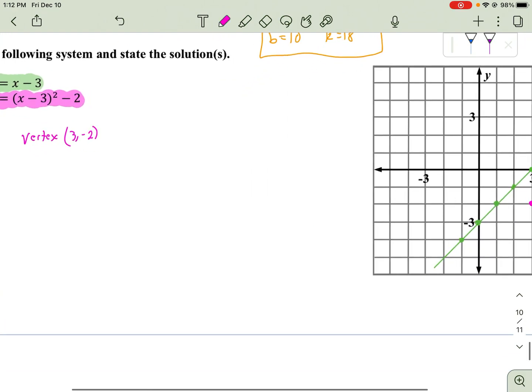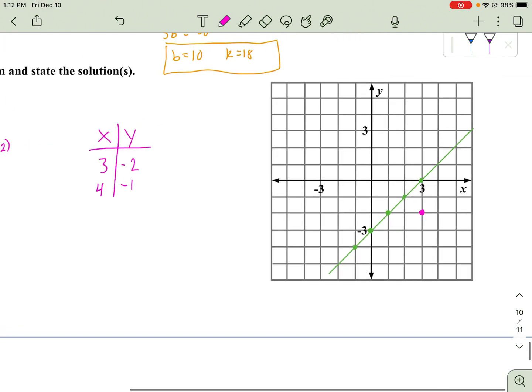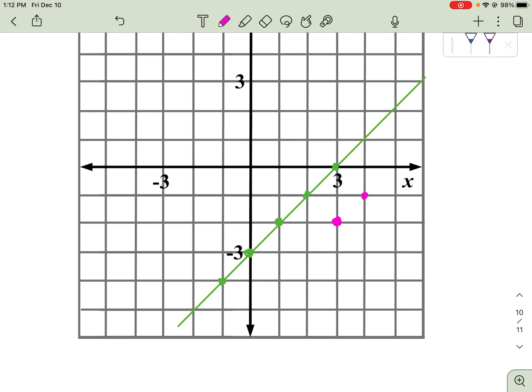All right, and then what I like to do is I just make an XY table from here, and we're at 3, negative 2, so I'm going to plug in a number either one bigger or one smaller than the vertex, so I'm going to plug in 4 right here. 4 minus 3 is 1, squared is 1, minus 2 is negative 1. So you get 4, negative 1, which is right here, which means we automatically get a point here because of symmetry.